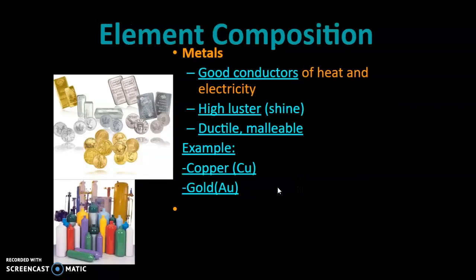So the first type is the elements can be metals. Metals, their characteristics are they're good conductors of heat and electricity. They have high luster, which means they shine. And they're also ductile and malleable, meaning that if we melt it and twist it and pull it, we can change the shape. And some examples of metals in our daily lives are copper and gold. I think we know pretty much metals.